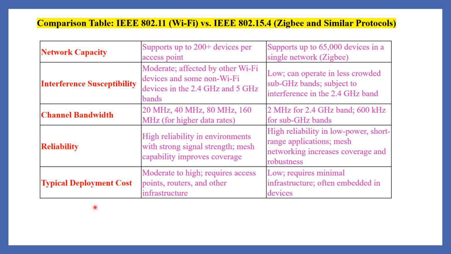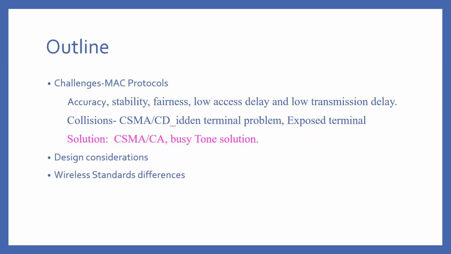Okay, and typical deployment cost: when it comes to Wi-Fi, moderate to high, depending on the access points and the routers and the infrastructure we lay down. When it comes to WSN, the cost is low, requires only minimal infrastructure, often embedded in simple devices. So this is all about the comparison table between the Wi-Fi standard and Zigbee for the WSN standard.